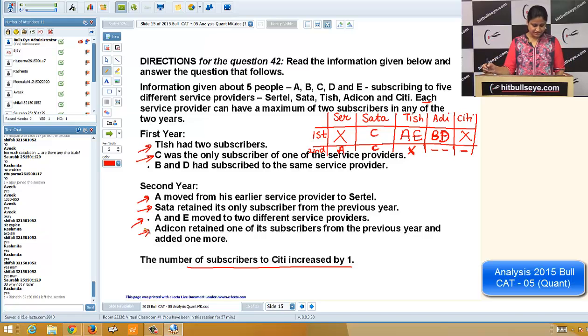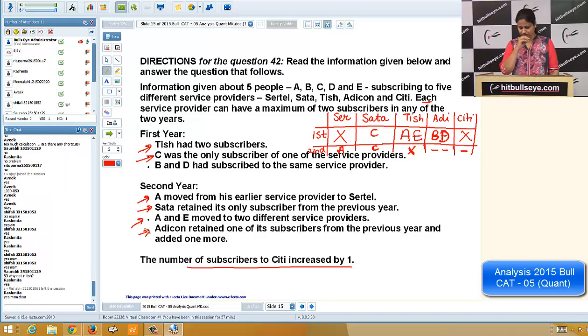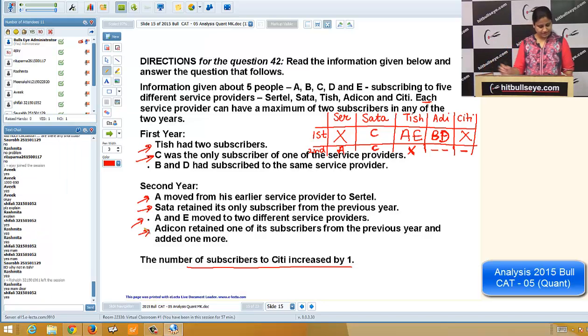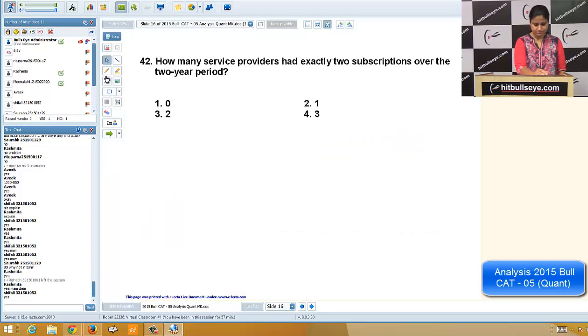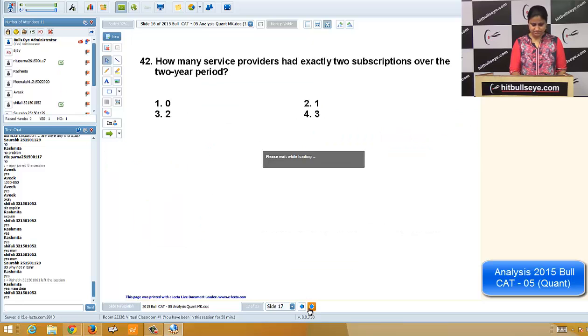Now the rest I think you can manage. We are left with the second year only. Is it okay, Rashmita and Shefali? That was your problem. Should I move further? Okay, let us move. That was the question.